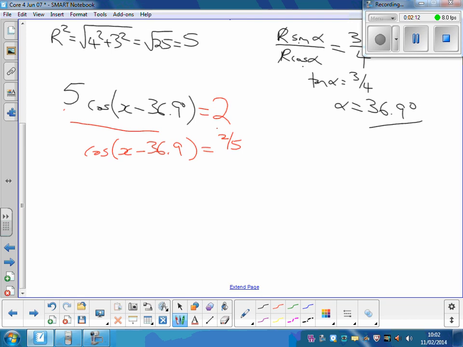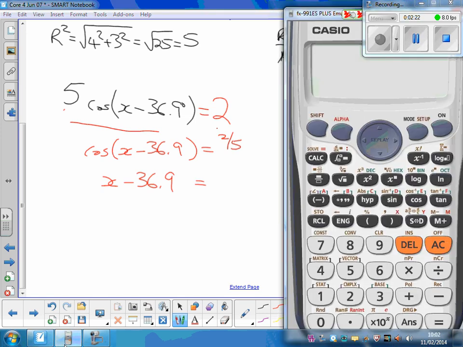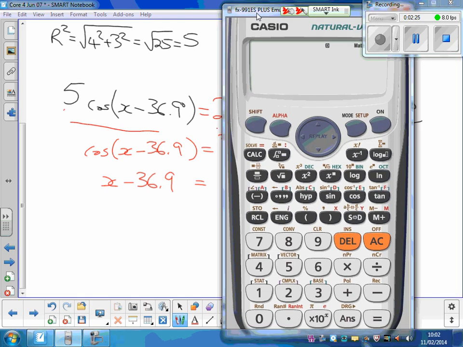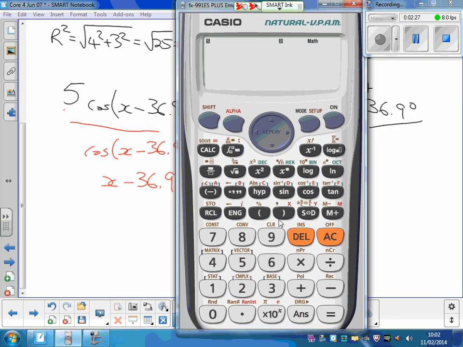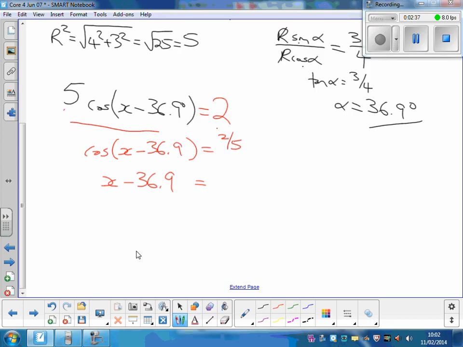I'm going to do the inverse cos of 2/5. I don't know what the inverse cos of 2/5 is. Let's bring up the calculator to find out. Calculator there. Are we in radians mode? Degrees mode, that's what we needed. Inverse cos of 2/5, that's 0.4, isn't it? It's 66.4. 66.4, that's what we want here.